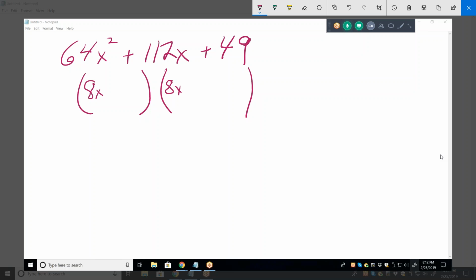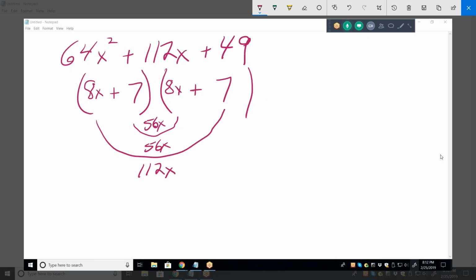Now, what are both signs? Positive, so plus. And what's probably the only way you're going to factor 49? 7, 7. Now, does that happen to produce that middle term? Well, let's check the inside. Let's check the outside. That's 56x. That's 56x. They add to 112x. Bingo. That is the middle term.